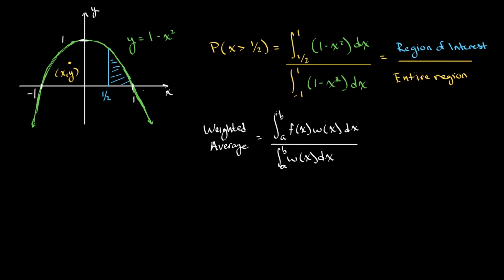And really, the key to seeing this is understanding what f of x is in this probability calculation. And that is, f of x is a piecewise function. So f of x is going to be defined as this. In the region that we're interested in, when x is greater than 1/2, f of x is going to be 1. And then when x is outside of this region, so when x is less than or equal to 1/2, f of x is 0. So that is f of x.